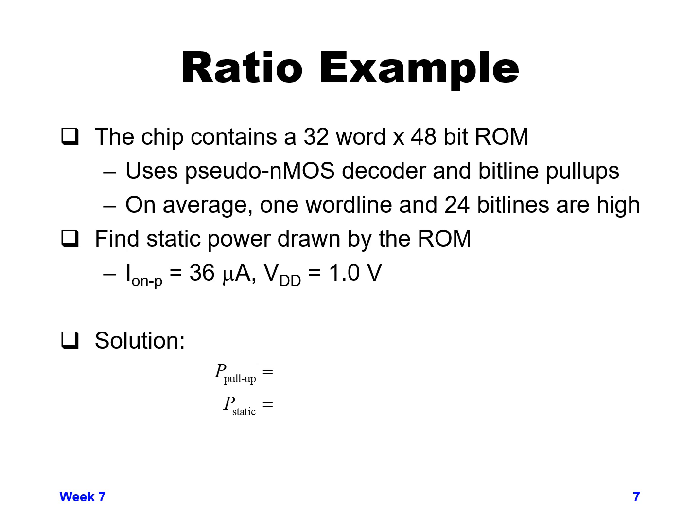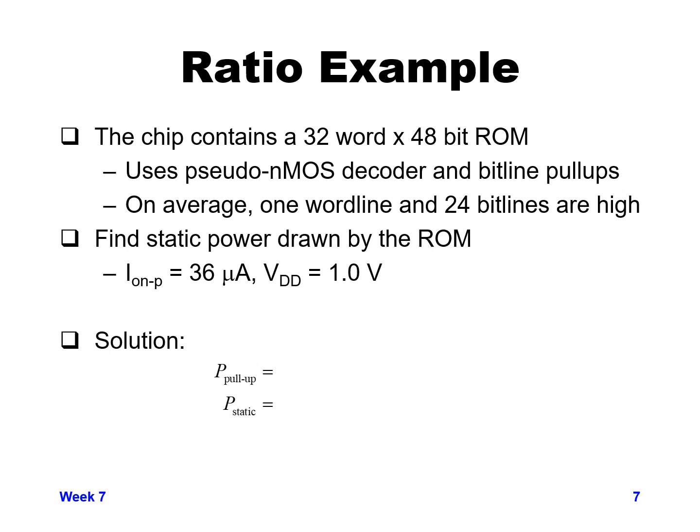Now let's go through an example of pseudo NMOS logic performing a certain type of function. In this example, let's say our chip contains 32 words of 48 bits in a ROM. So you have a 48-bit ROM, and it has 32 total words for each of those 48 bits. And we want to use a pseudo NMOS decoder and pseudo NMOS bitline pull-ups.